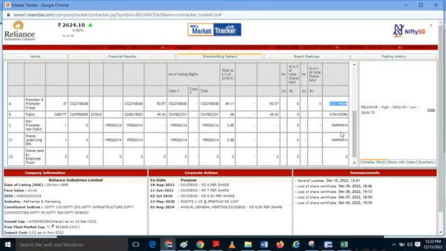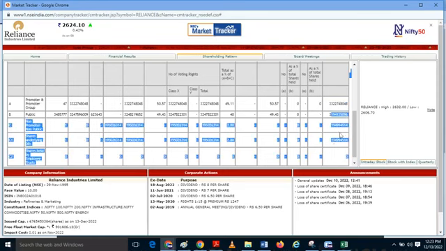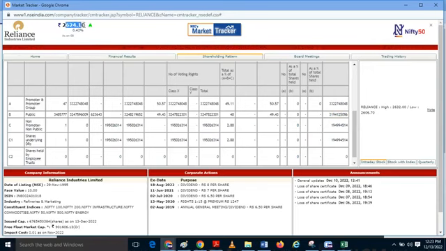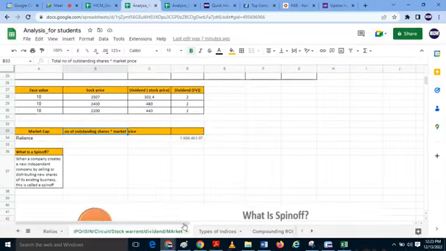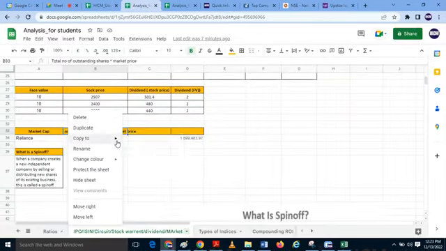The founders have held it, so this is not what we are bothered about. We are bothered about the public shareholding, multiplied by the market price. When you do that, your market capitalization will come. So this slide also I am transferring to you.